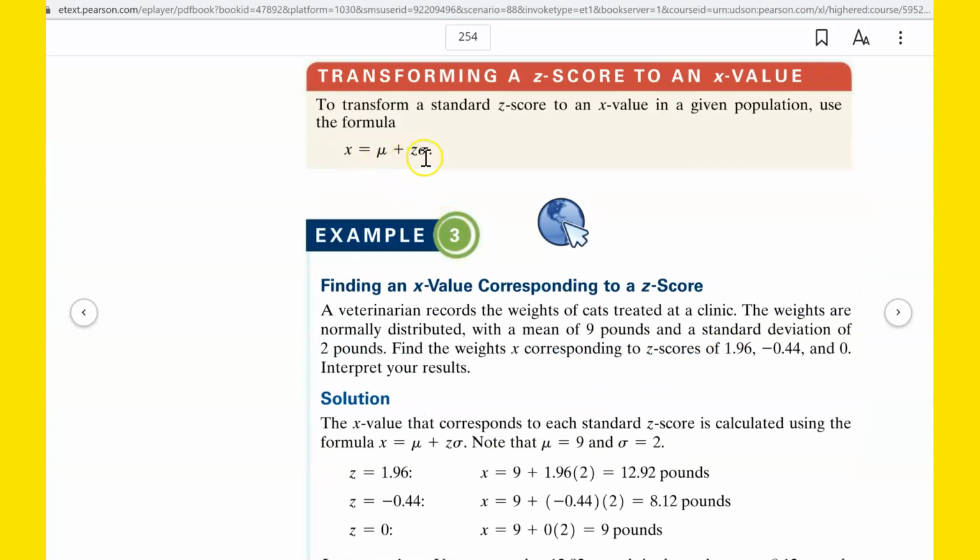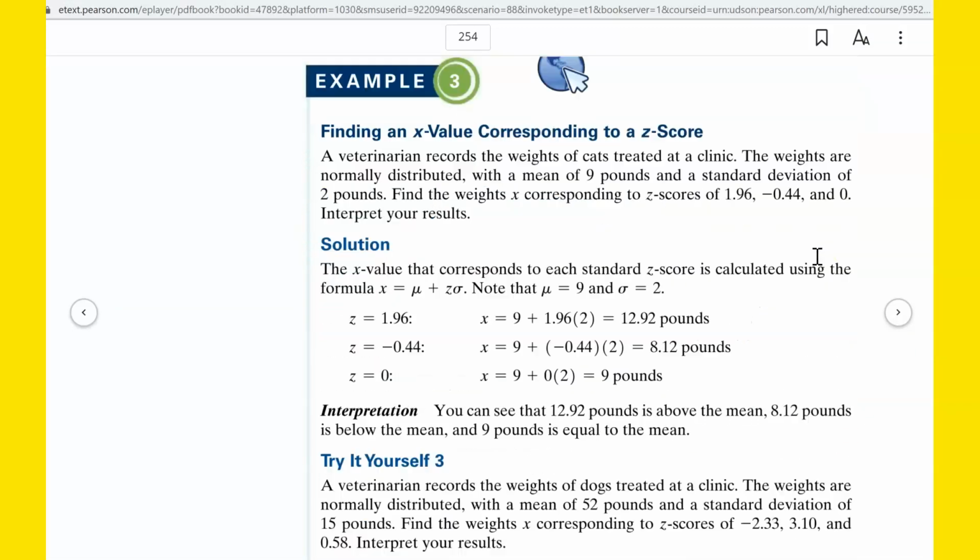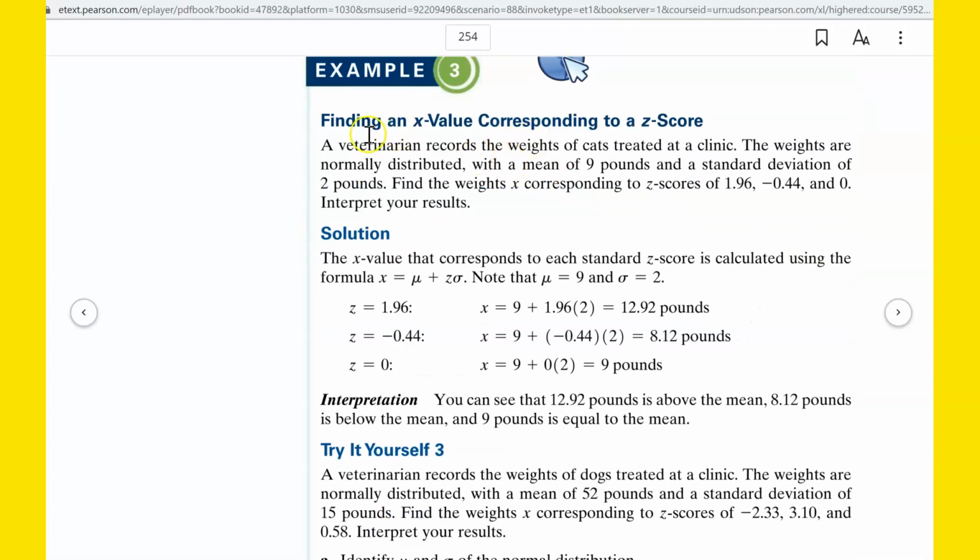That's what they have here. All right, so finding an x value corresponding to a z-score. A veterinarian records the weight of cats treated at a clinic. The weights are normally distributed with a mean of 9 pounds and a standard deviation of 2 pounds. Find the weights x corresponding to the z-scores of 1.96, negative 0.44, and 0.